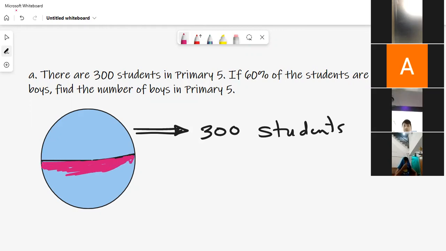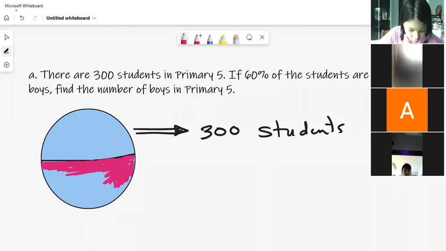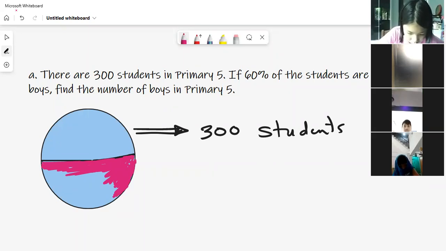60%. What color is this? Violet, pink. This pink color is equivalent to 60%. So the question here: how many boys? Meaning we need to get the number of the boys. We will not get the percentage, but we will get the number of the boys. So how many boys is 60%?